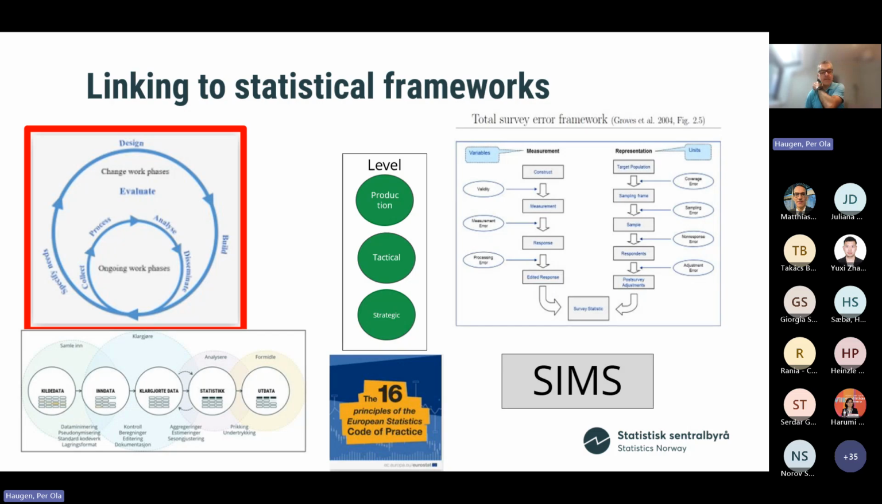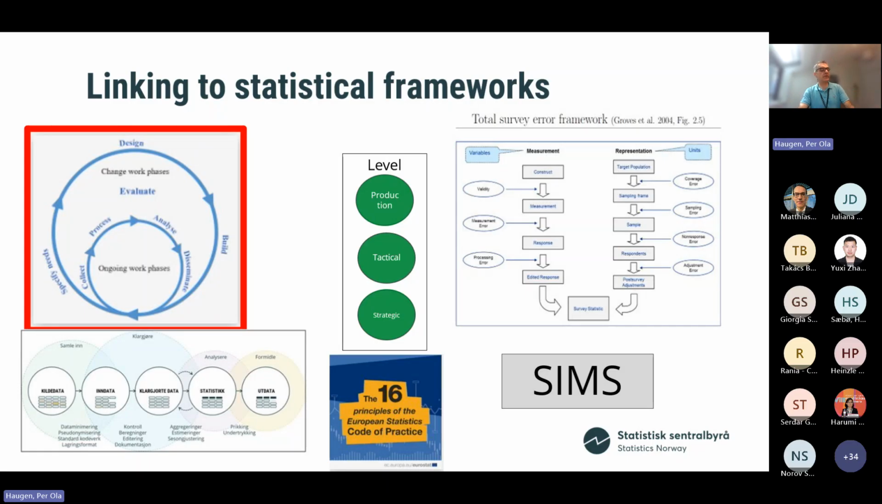So for these 26 indicators, we have tried to link them to different statistical frameworks. SIMS is already mentioned, but you also have a link to the total error framework. Is the indicator relevant for variables, units, or the statistics level? We have linked them to the 16 quality principles in the European Statistics Code of Practice. In the bottom left corner, you see the steady states of data. And of course, in the upper left corner, you have the GSBPM, the different 4 production phases in GSBPM.